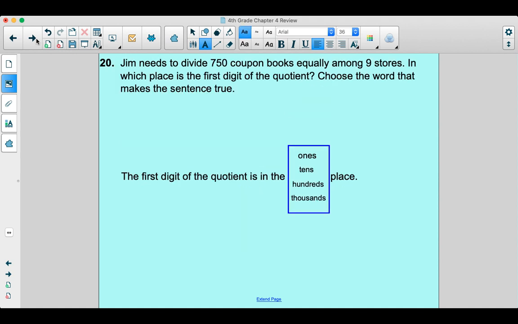All right, number 20, we've got Jim. Jim needs to divide 750 coupon books equally among 9 stores. All right. In which place is the first digit of the quotient? Choose the word that makes the sentence true. All right, so 750 divided by 9. Well, let's think about it. 750 divided by 9.